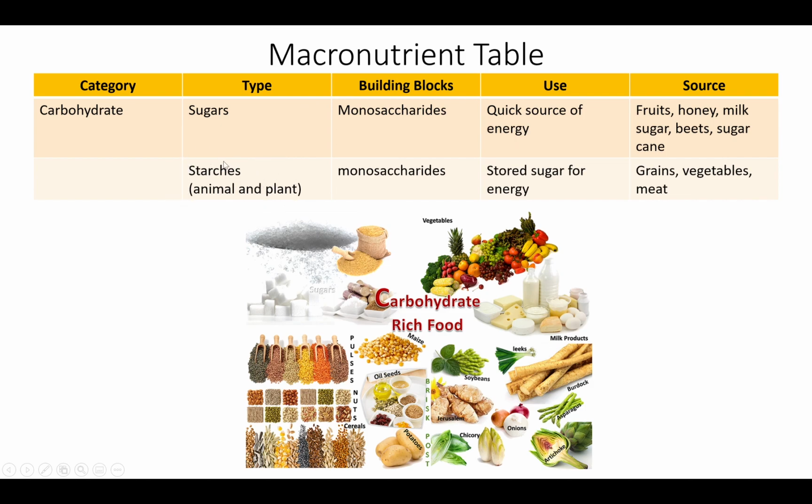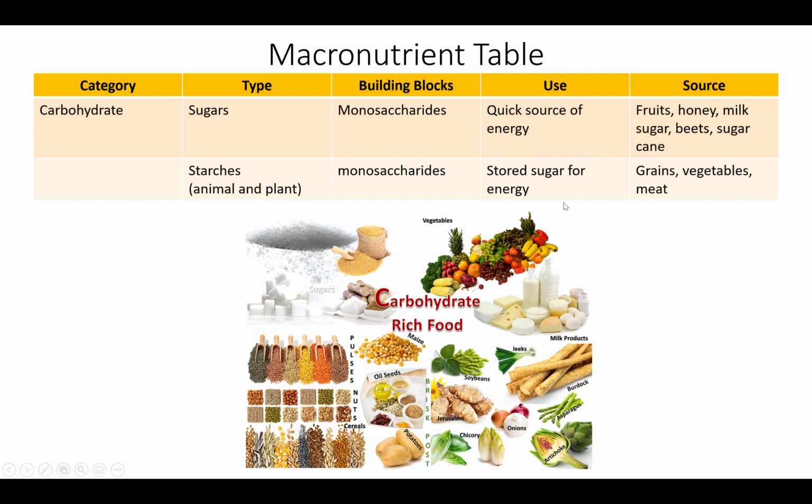Starches are also a type of carbohydrate, and you can get them from animals and plants. They are also built by monosaccharides all put together. There's one activity, a lab this unit, where you can create paper models of these different macronutrients, and so you will be drawing or printing and cutting out the building blocks and putting them together to make these large macronutrients. So starches are built by the same building blocks as sugars. There's just more of them put together to make a bigger molecule. This is where we get stored energy.